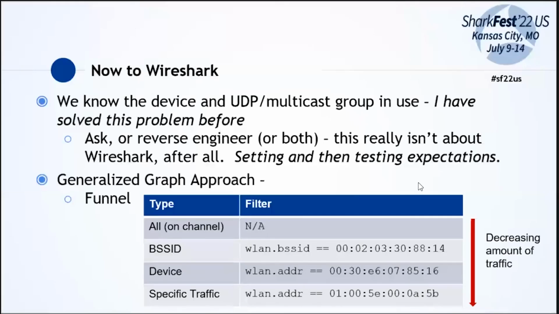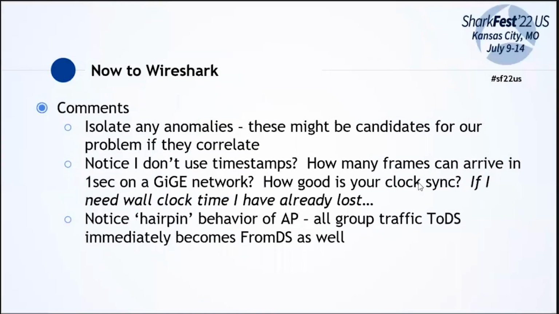So I take that funnel approach. Remember, I'm overwhelmed by packets in the pane. I can't do them. So I go to the graph. And then when I go back to packets, I go the other direction. That's all that says, right? So isolate anomalies, that's what we did. Those are candidates we'd look for. Notice I didn't use timestamps at all. Did you see that? I never use wall clock time, like almost never.